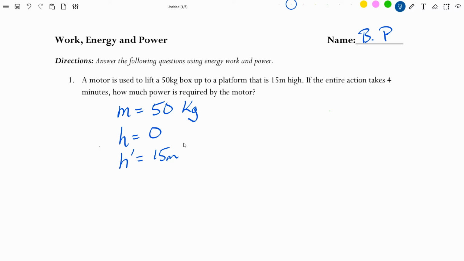Okay, so if the entire action takes 4 minutes, that's my duration of time. Minutes are not our preferred unit for time, so I'll just do a quick conversion. I'll show my work nice and clearly here. Every 1 minute is the equivalent of 60 seconds, so 4 minutes times 60 is 240 seconds. Okay, so we've got time in our preferred unit ready to go.